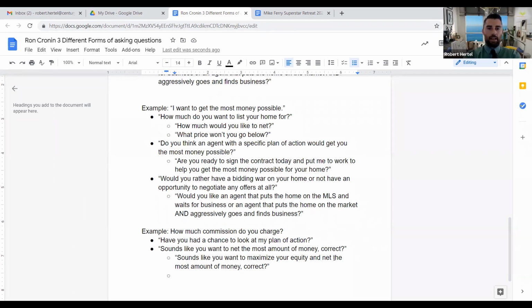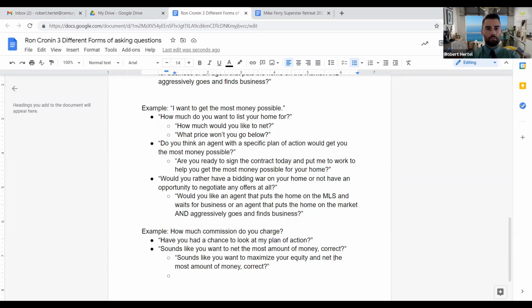Sounds like you want to maximize your equity and net the most amount of money. Is that correct? Yeah. So that's a yes or no question. Okay, cool. So have you had a chance to look at my plan of action? Yes. Sounds like you want to net the most amount of money, correct? Yes. Okay, great. So give me some other examples.